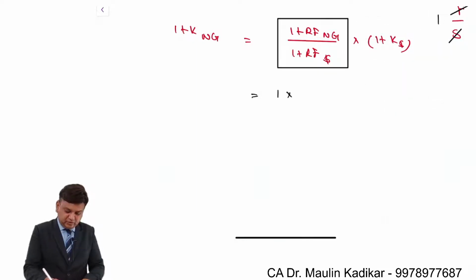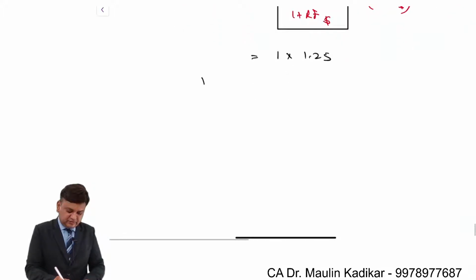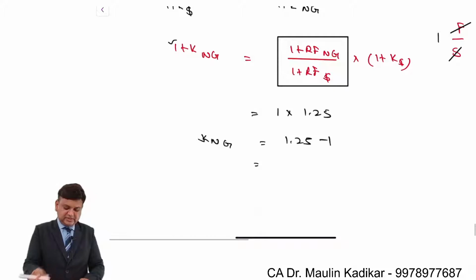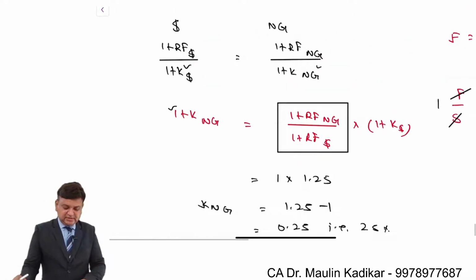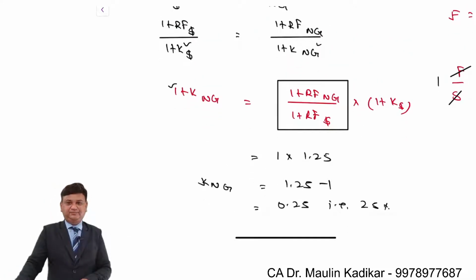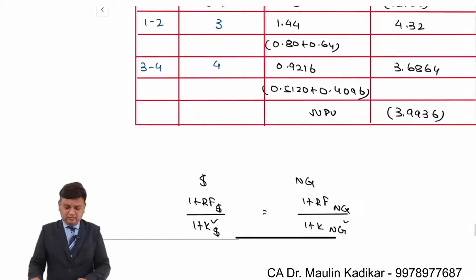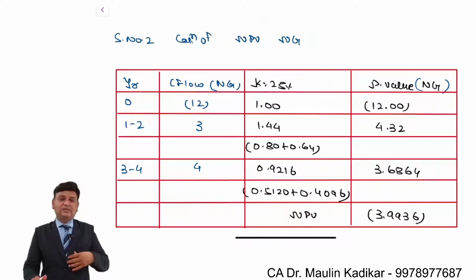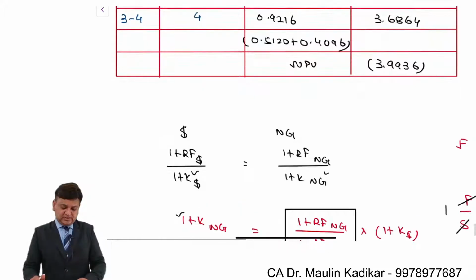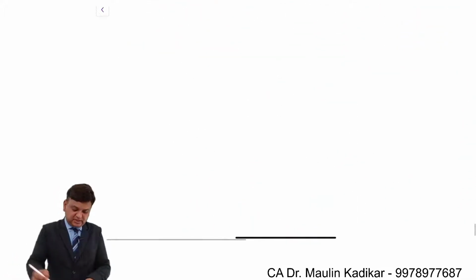So 1 into 1.25. So cost of capital for Netherlands Guilder currency is equal to 1.25 minus 1. That is, this positive 1 is transferred to the other side. So it is 0.25, that is 25%. This is the logic that we can have. So this is the NPV in Netherlands Guilder currency term. In the third step, it will be converted into dollar currency term using the spot exchange rate.